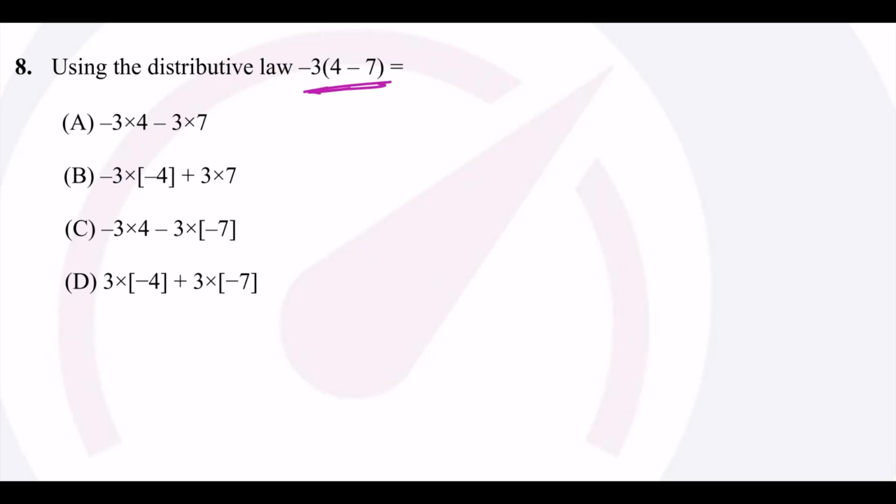Question 8. Using the distributive law, -3, and you can see the question from here. So it means -3 is going to multiply everything within the bracket. It's going to distribute to every number within the bracket. So we have -3 times 4, and then we're going to have -3 times -7. So let's see which one matches. So we have a match here.